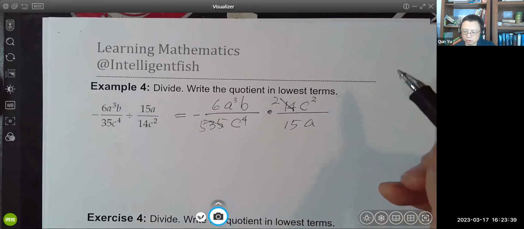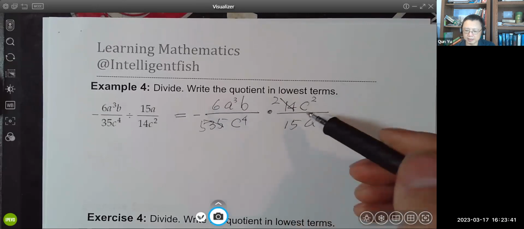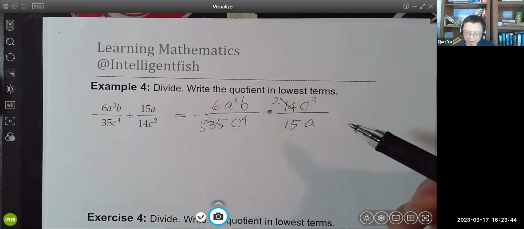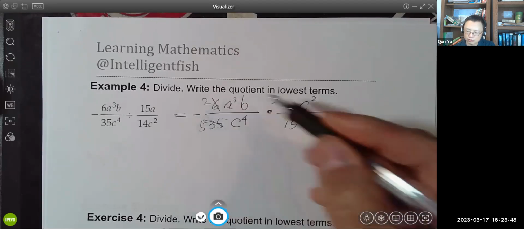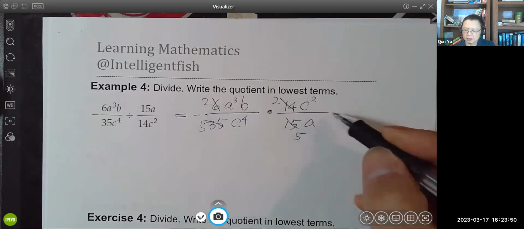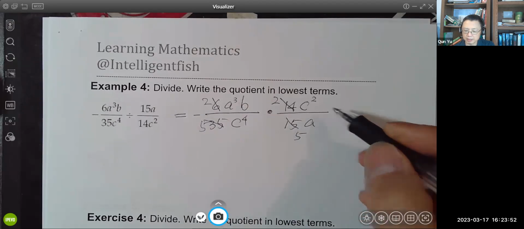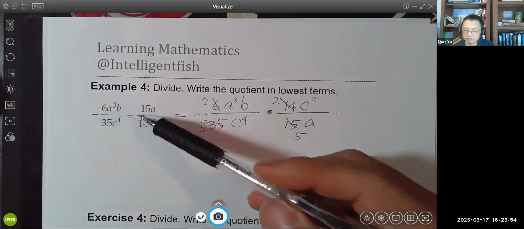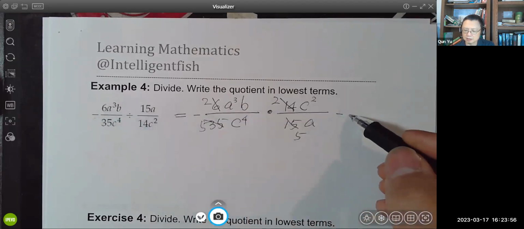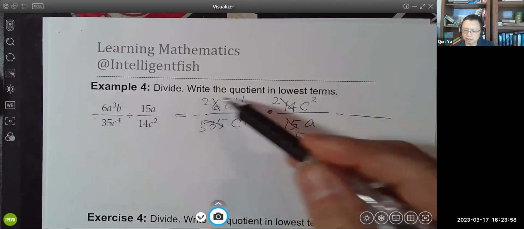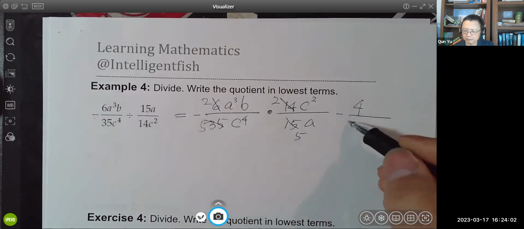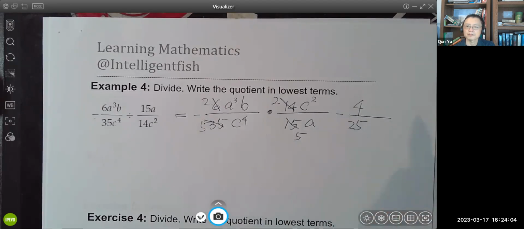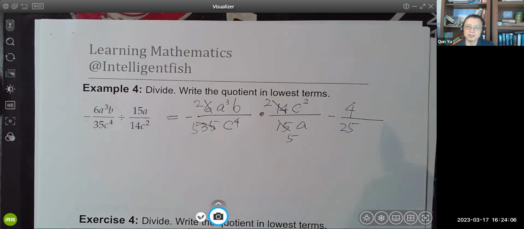Anything else we can do? Apparently between 6 and 15, we can divide by 3. Say 3 is not a prime number. That's 2, and that's 5. So in terms of numbers, we get a negative result because negative divided by positive. In terms of number, we get 2 times 2, 4 on the top, 5 times 5, 25 on the bottom. Right? This is just for the number part.